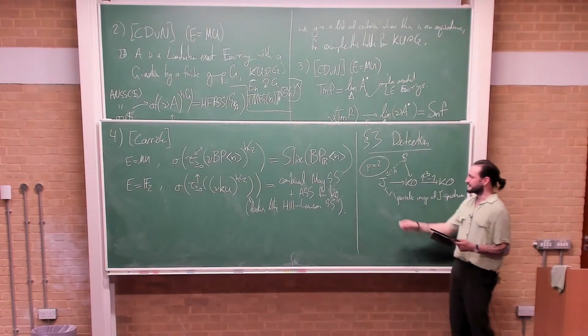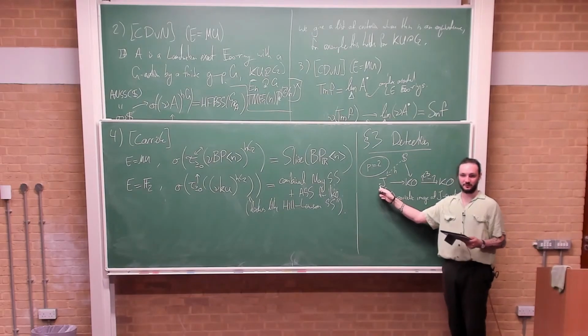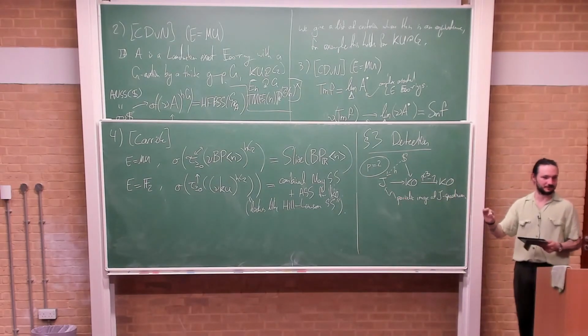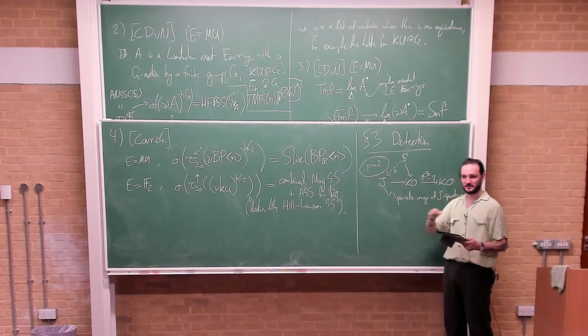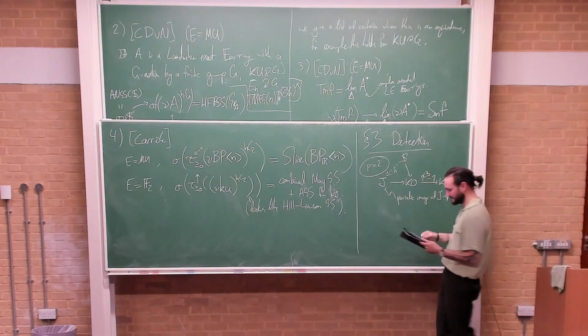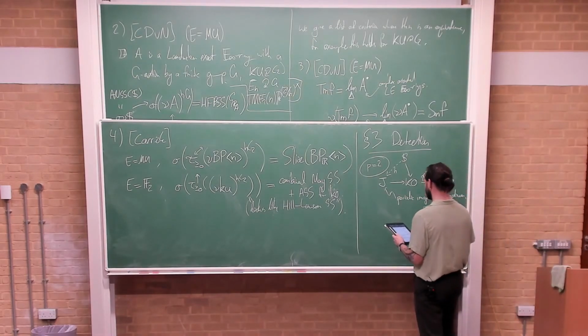Keep in mind that it's very easy to compute the homotopy groups of J. There's no questions here. You know the homotopy groups of KO, and to compute the homotopy groups of J, you just run a whole bunch of long exact sequences.